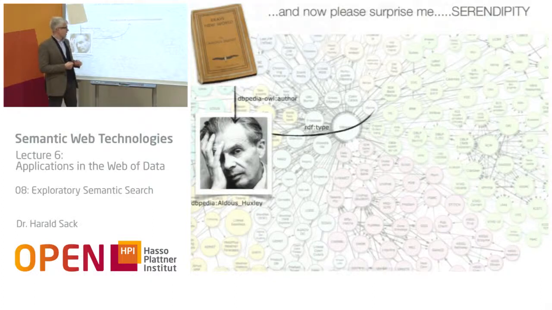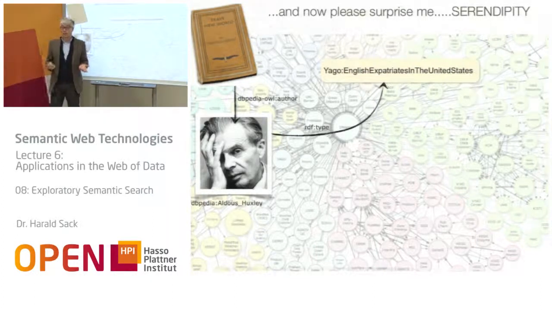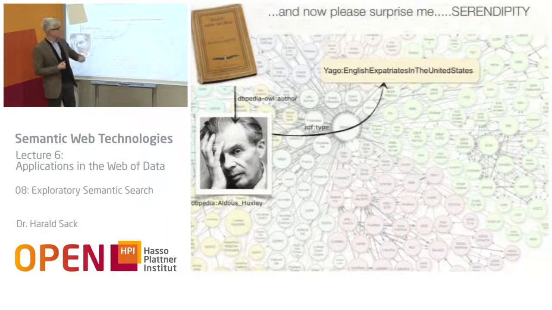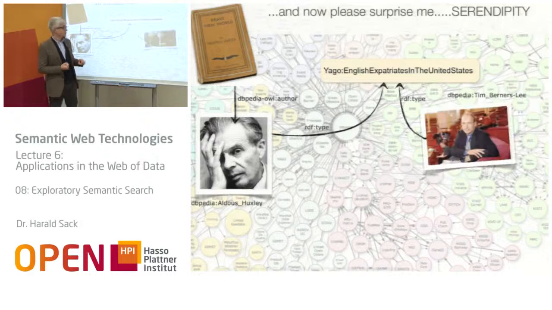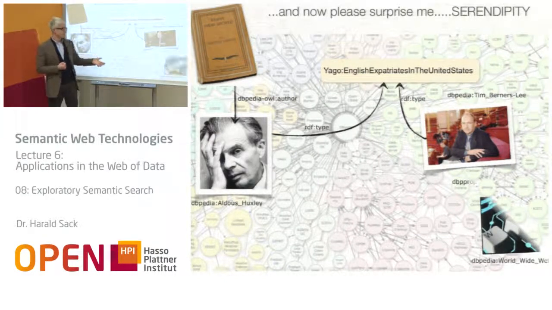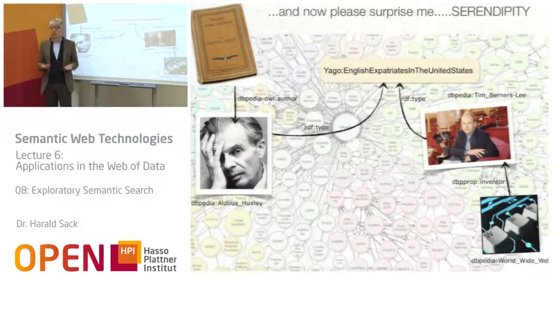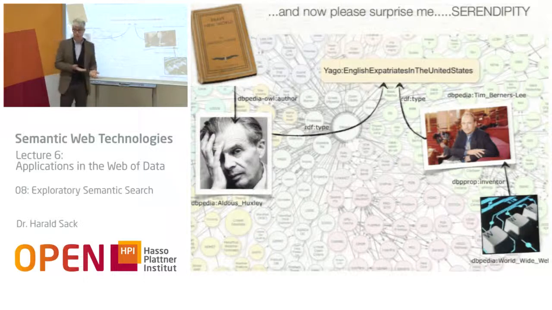Just one example. I might find the fact that Aldous Huxley belongs to a class which is called English expatriates in the United States. And there are, of course, other people who are also English expatriates in the United States. So who belongs to this group? For example, Sir Tim Berners-Lee, and we know that Sir Tim Berners-Lee invented the World Wide Web. So this is a nice, interesting connection that we were not aware of in advance. But maybe we are also not interested in it. We are computer scientists, so maybe this could be something interesting.